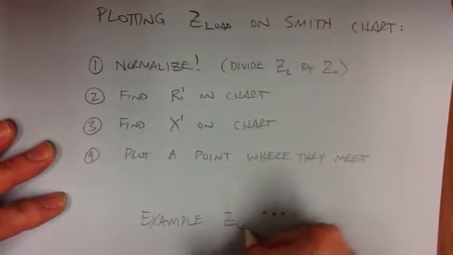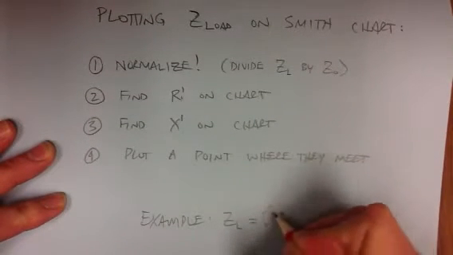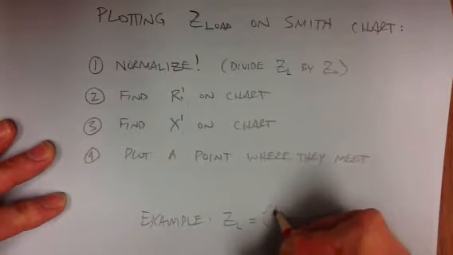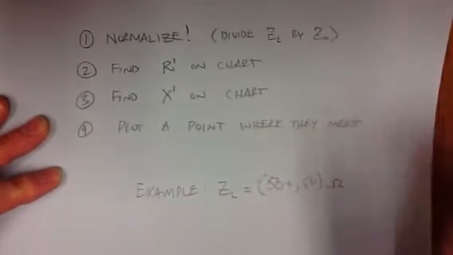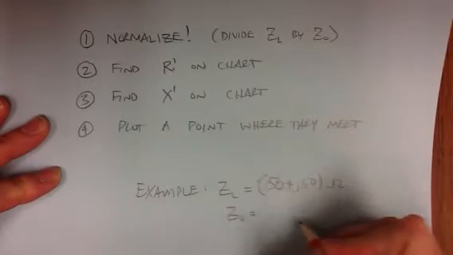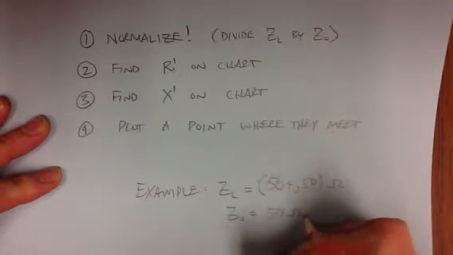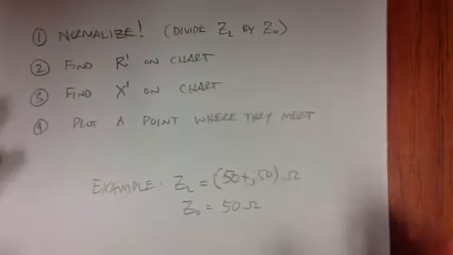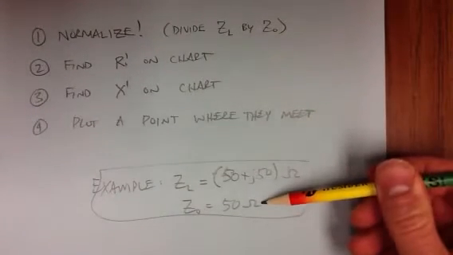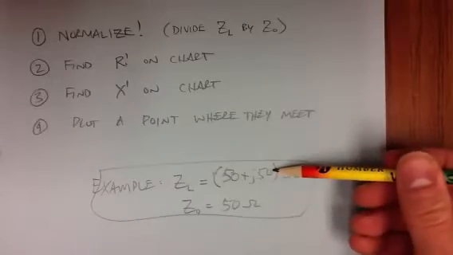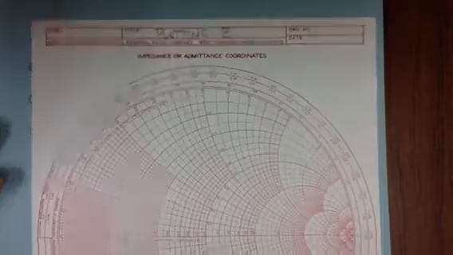Let's say load impedance equals 50 plus J50 ohms, and the characteristic impedance of the transmission line is 50 ohms. So this is the load and this is the line impedance. We want to see how well of an impedance match this is. So here we go, plotting Z.